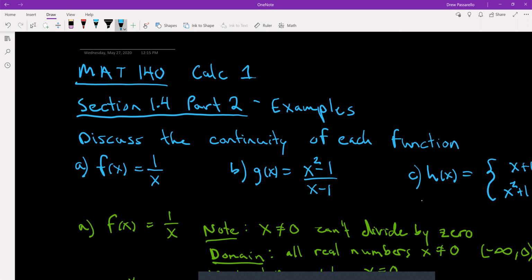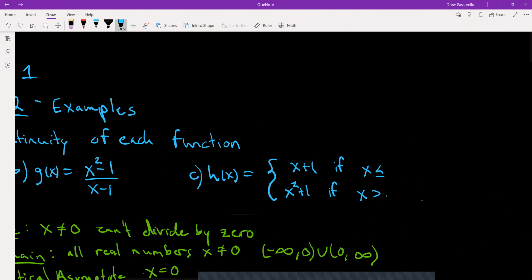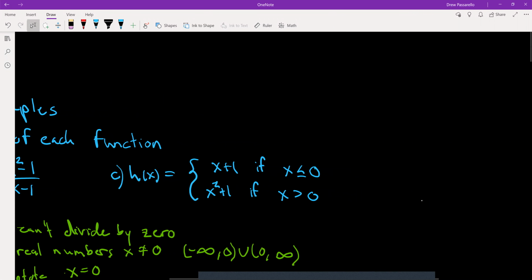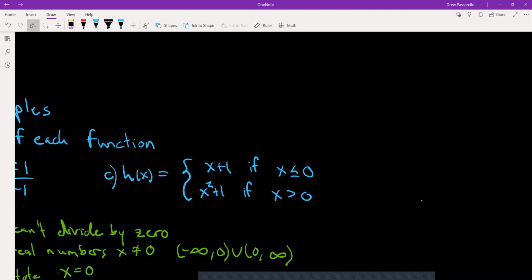Part A is f of x equals 1 over x. Part B is g of x equal to x squared minus 1 over x minus 1. And part C is h of x equal to x plus 1 if x is less than or equal to 0, and x squared plus 1 if x is greater than 0. I'll make a note that this function for part C is called a piecewise function.